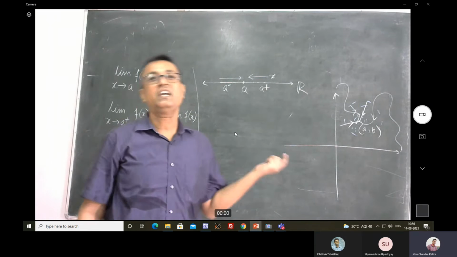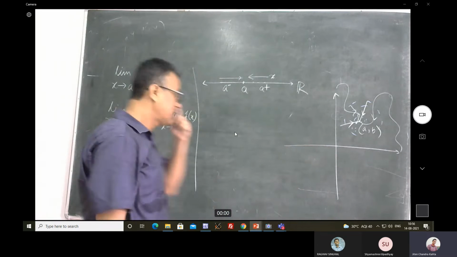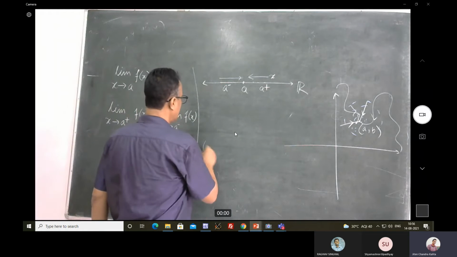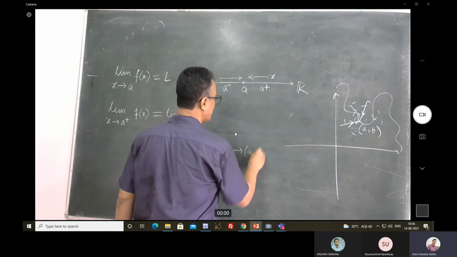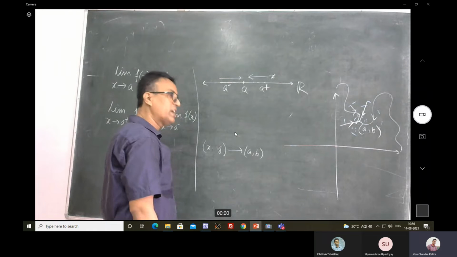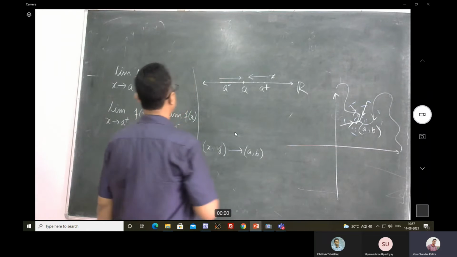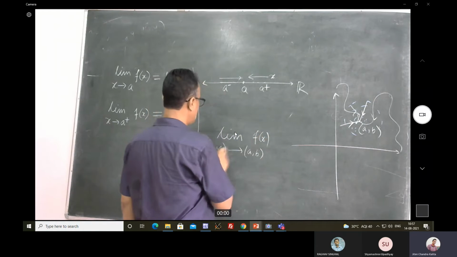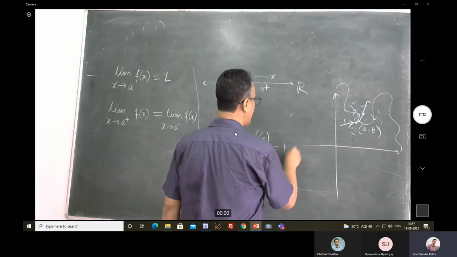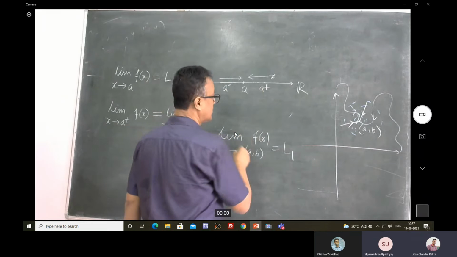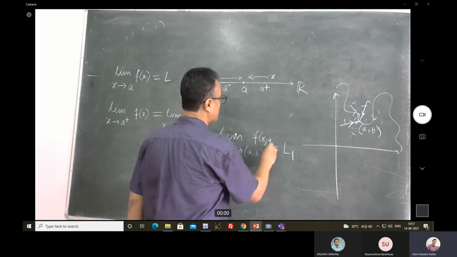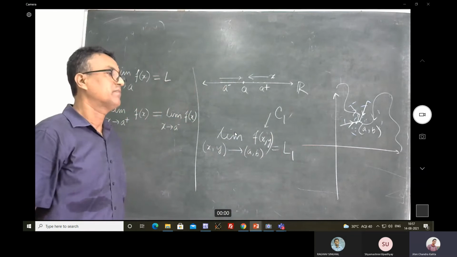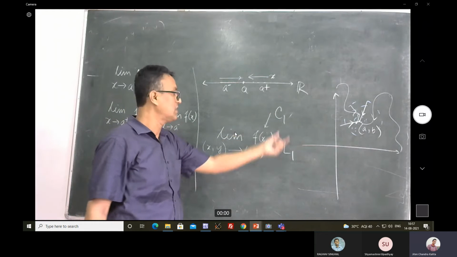Yes. Right? So again, this straight line also can be considered as a curve. That is why it is important that if (x,y) approaches (a,b) along a curve C1, and the limit of the function f(x,y) as (x,y) approaches (a,b) along C1 is equal to L1, okay?